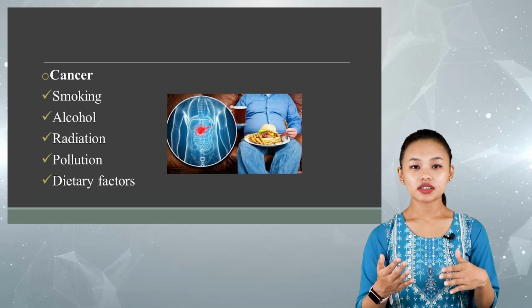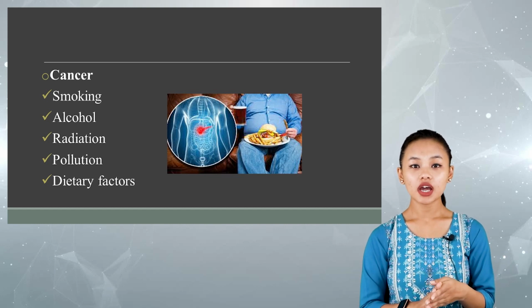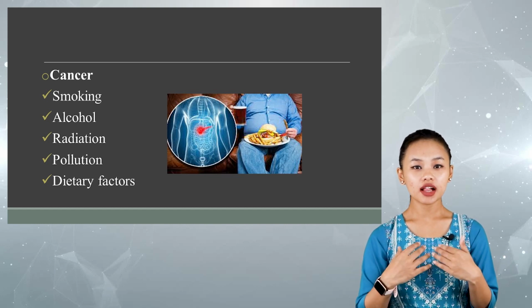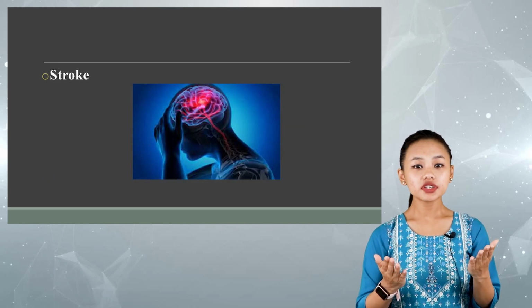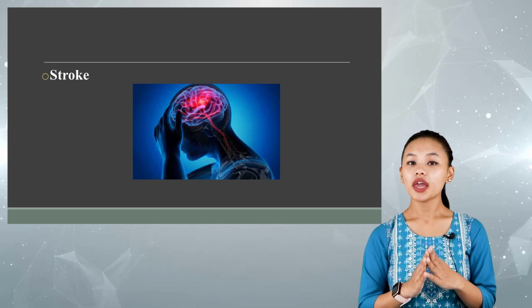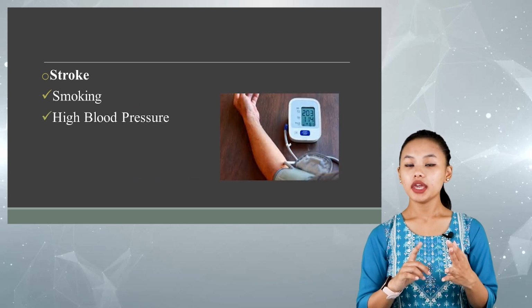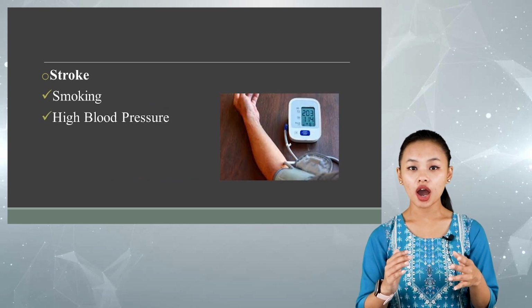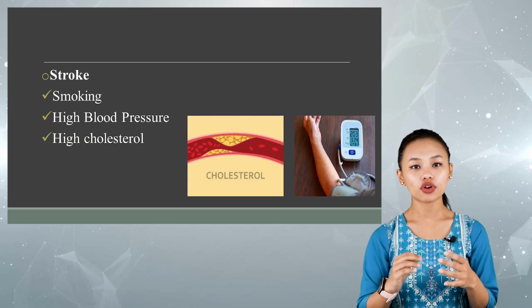The dietary pattern which we follow in our day-to-day life also plays a major role in helping us attain a good health status. A person is at a high level of risk of developing stroke if he has the habit of smoking, if he has high blood pressure, as well as a high cholesterol level.